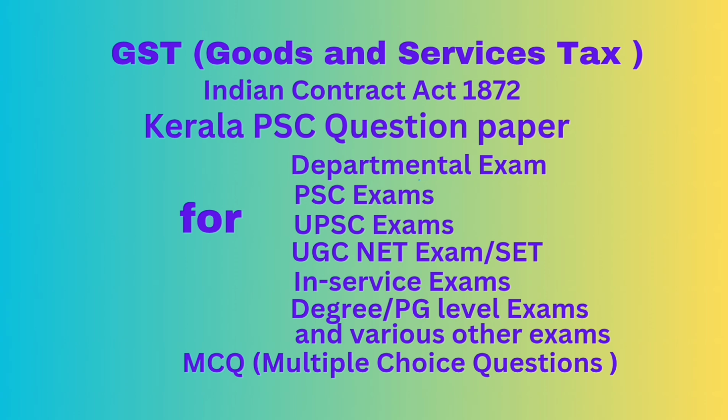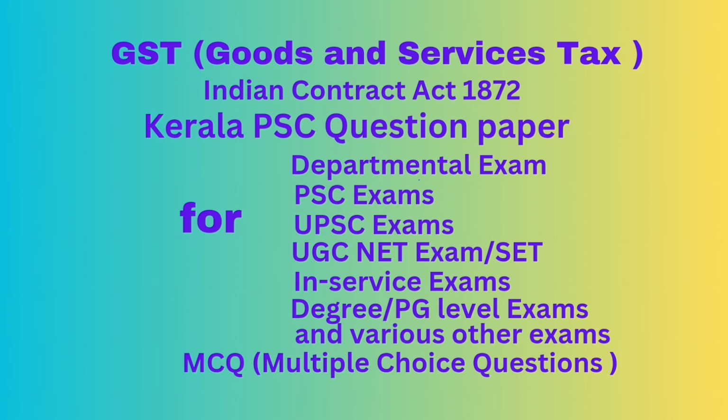Question number 56. In contingent contract, event must be dash to the contract. Answer: collateral. Question number 57. Where contract consists of two promises which are consideration for each other, then promises are called dash. Answer: reciprocal promises.